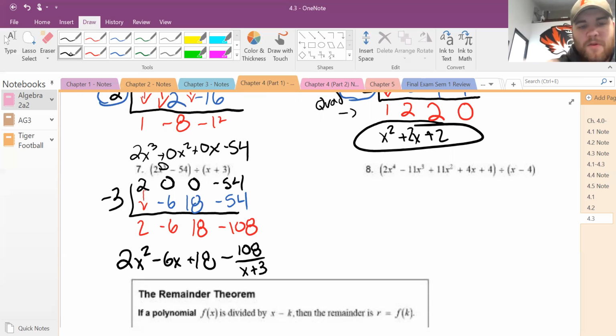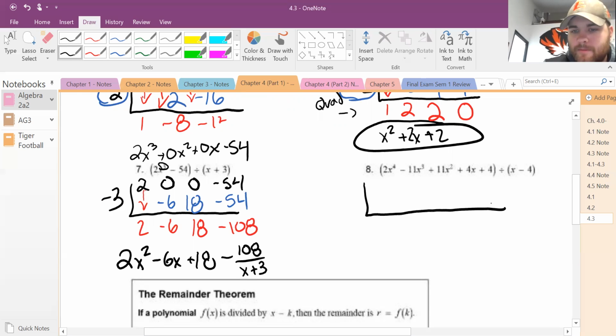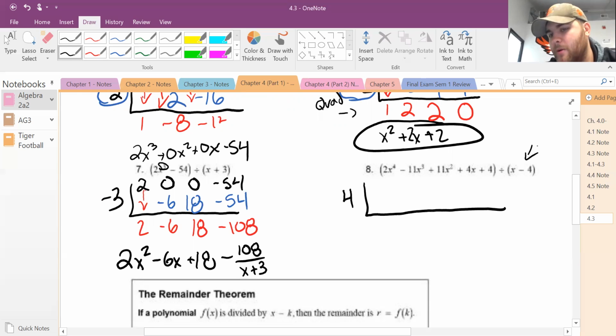Is it really that hard? No, not at all. Okay, synthetic division is very easy if you practice it. But if you look it up online, it's going to be very confusing. Okay, so what number do I put on the outside? I put a 4 on the outside. How do I know that? Because I just solved that binomial for x. I added 4 to both sides. Okay, so I'm going to put 4 on the outside.